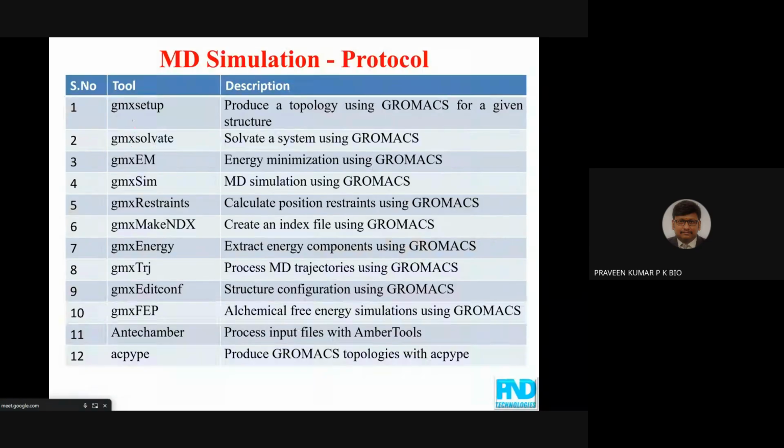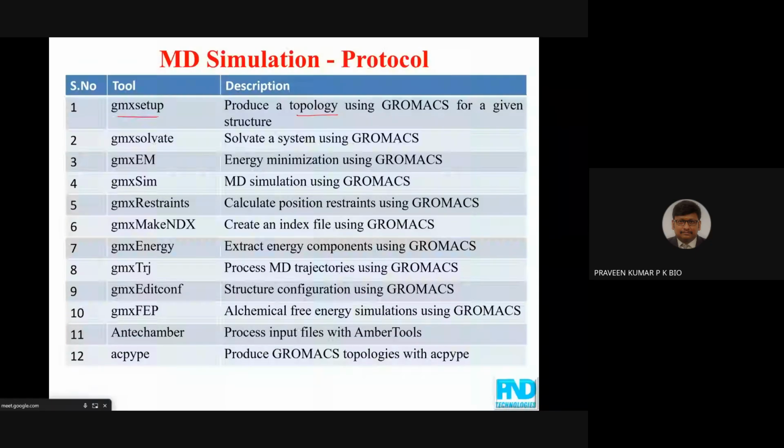For example, I told you if you want to work with Gromacs, we should have knowledge of Linux commands. So using the Linux commands, one can use these tools. And what are these tools actually? These 12 tools, if you see, the first tool is gmx setup. This produces a topology using Gromacs for a given structure. Topology, the parameters to be used.